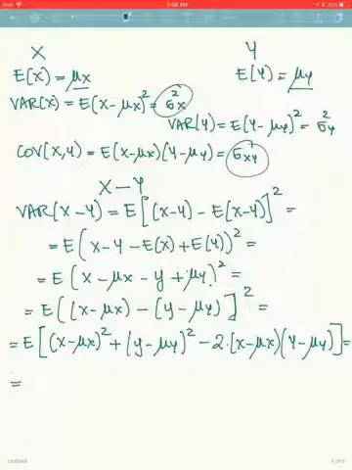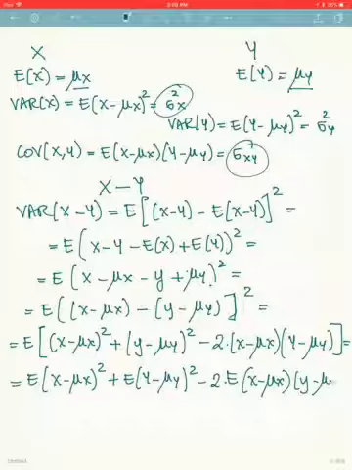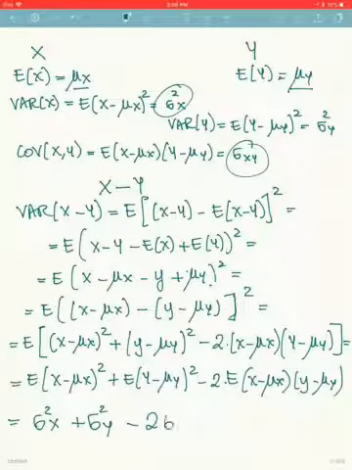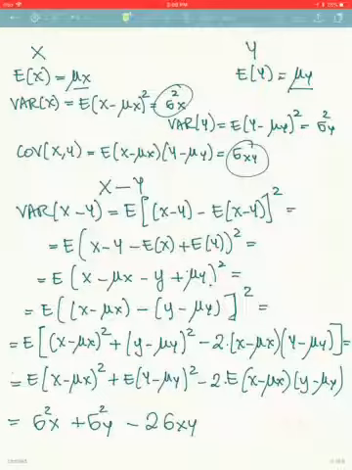You can see that now we can use the fact that expectation is a linear operator. So this is e of x minus mu of x squared plus e of y minus mu of y squared minus 2 times the expectation of x minus mu of x, y minus mu of y. But what this is equal to is the variance of x plus the variance of y minus 2 times the covariance of x and y. So this is similar to what we had before with one big difference, that now we have a minus there.